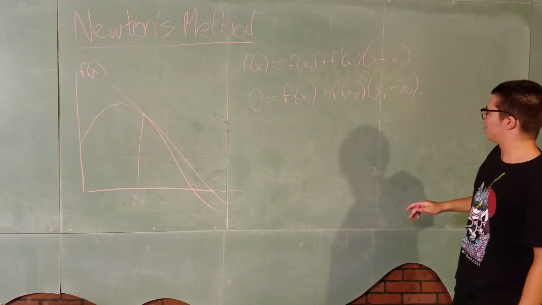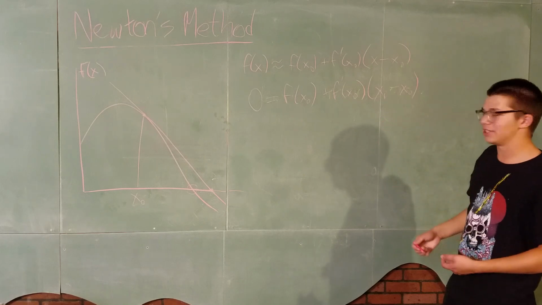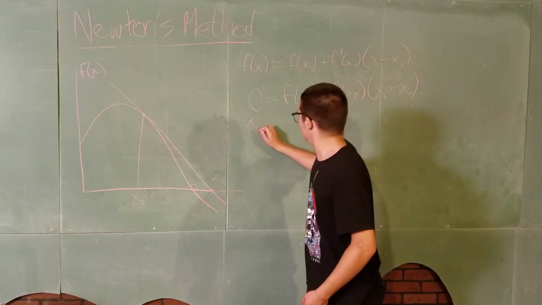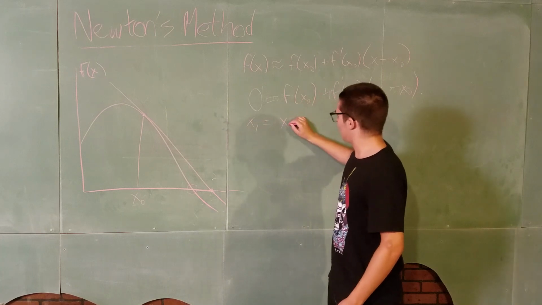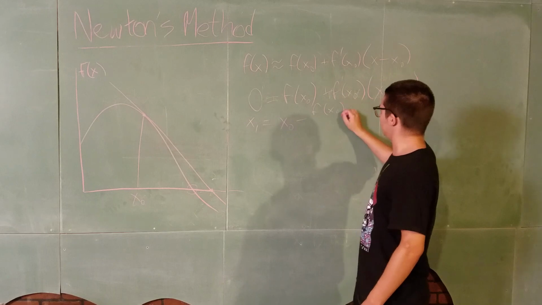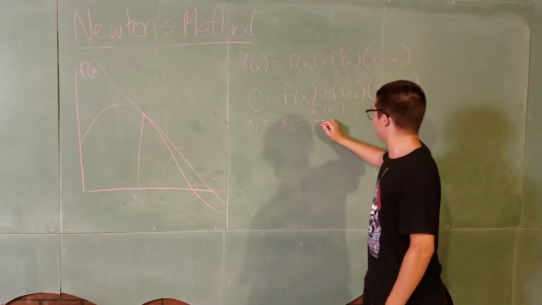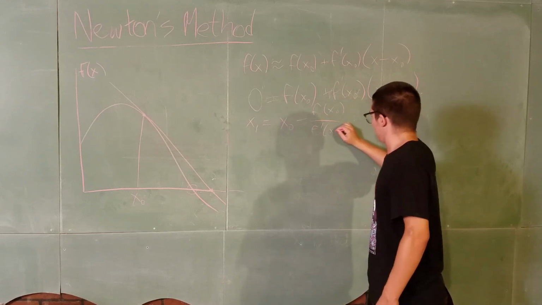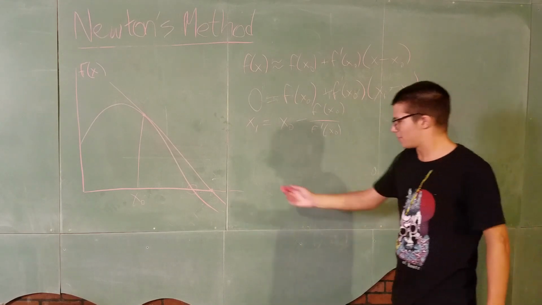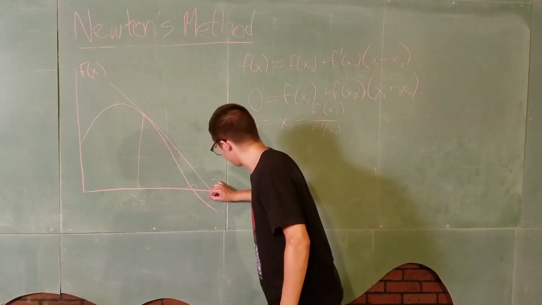So this is our equation for x1, and just rearranging things with a little algebra to solve for x1, we get that x1 is equal to x0 minus the value of the function at x0 divided by the derivative of the function at x0. And I'm sure you can all do that for yourselves to check. So this is our new point. We're going to call that x1.